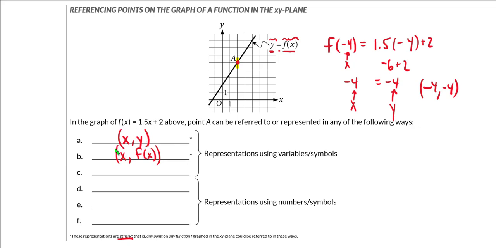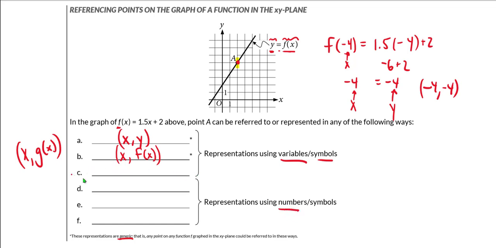So those are the two generic representations. Again, any function, assuming the function is named f, could be written as x comma y or x comma f of x. If the function were named g, then we might have something like x comma g of x. So again, these are not only generic representations, they're also representations using variables or symbols. We'll talk about some representations using numbers and symbols in a moment.